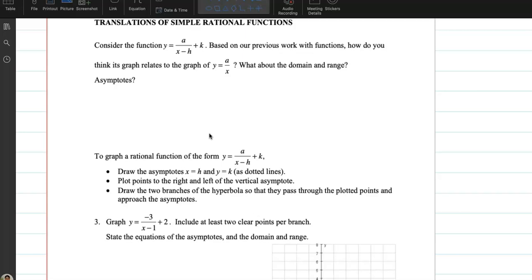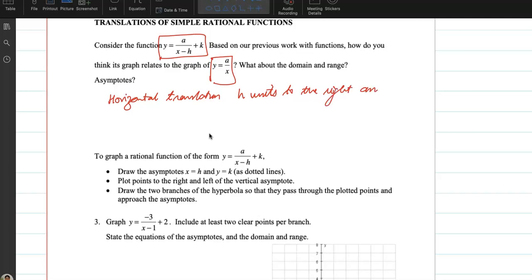So how do you get y = a/(x - h) + k from y = a/x? Through a horizontal and vertical translation. The horizontal translation is h units to the right, and the vertical translation is k units up.